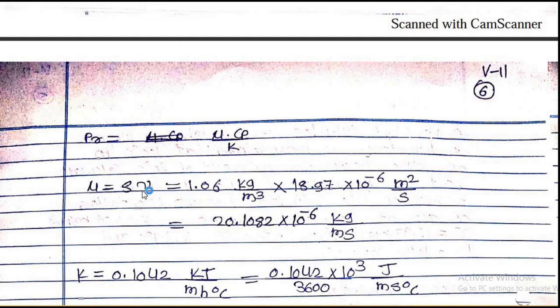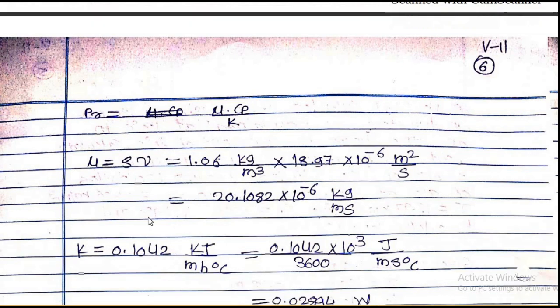We can say that the density multiplied by the kinematic viscosity is nothing but the dynamic viscosity. So the density is given as 1.06 kg per meter cube, and the kinematic viscosity is given as 18.97 into 10 raised to minus 6 meter square per second. So we can say that the dynamic viscosity we will get as 20.1082 into 10 raised to minus 6 kg per meter second.